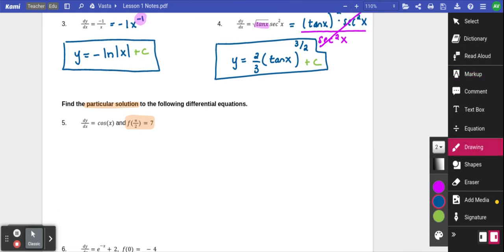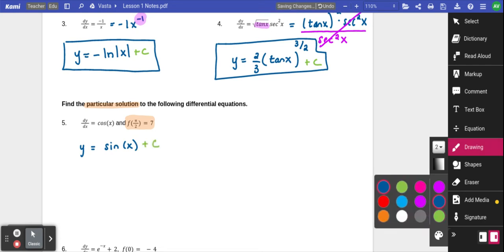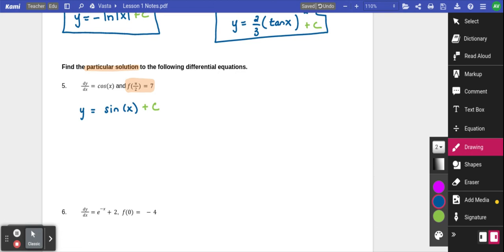So step number 1 is going to be to do the antiderivative. The antiderivative of dy over dx would just be y. The antiderivative of cosine would be sine of x. And I'm going to put my plus c there for now as a temporary placeholder. Now we're going to take a minute and figure out what that c should be. I like to think about this as taking a detour. So a lot of times in my work, I'll draw a scribbly line just to say, hey, I'm taking a detour for a second before I write my final answer.